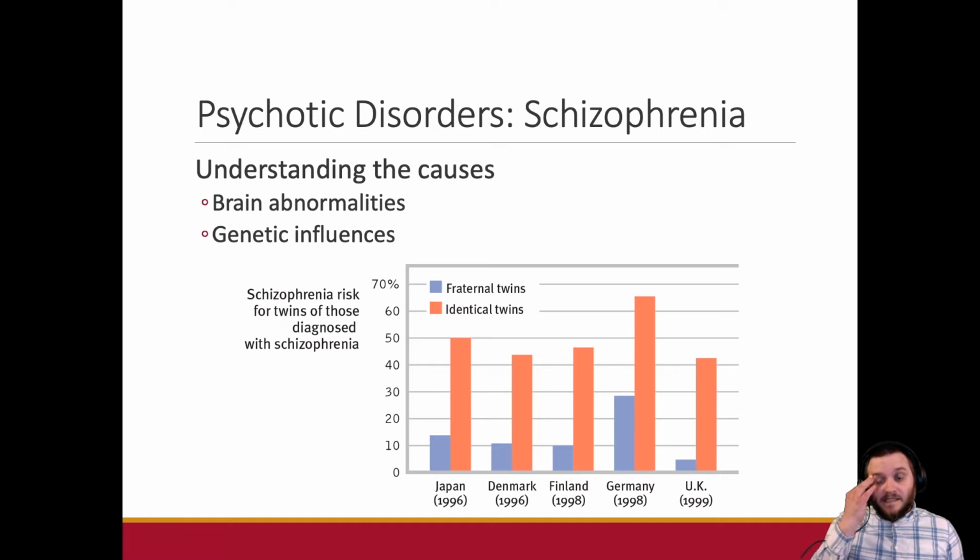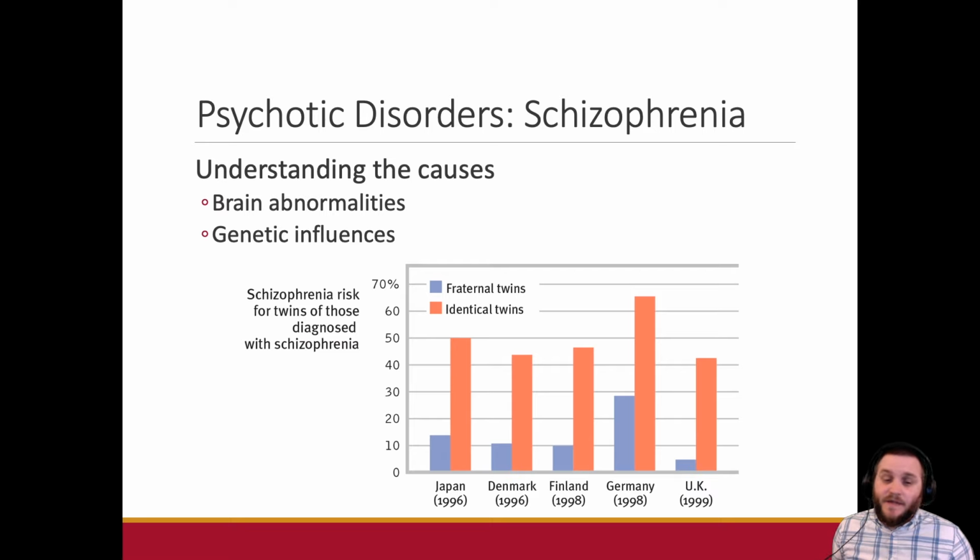Genetic influences. So odds of being diagnosed with schizophrenia are about 1 in 100. Okay. That changes to 1 in 10 if you have a diagnosed family member. So schizophrenia is extremely heritable. Okay. Here's the crazy thing about its heritability. Adopting children increases their risk if a biological parent has schizophrenia. Weird, right?